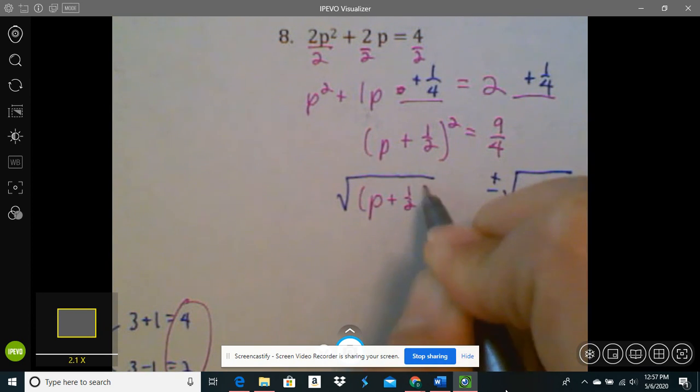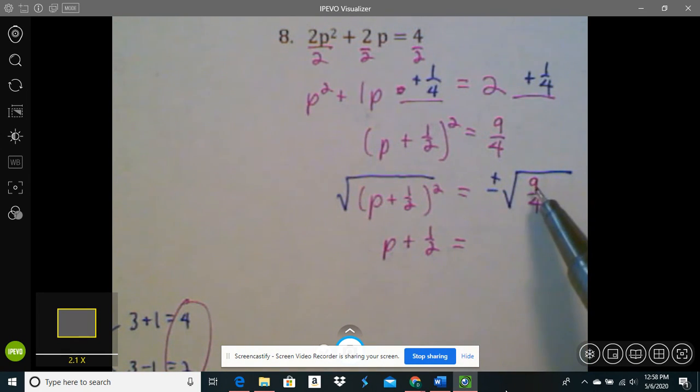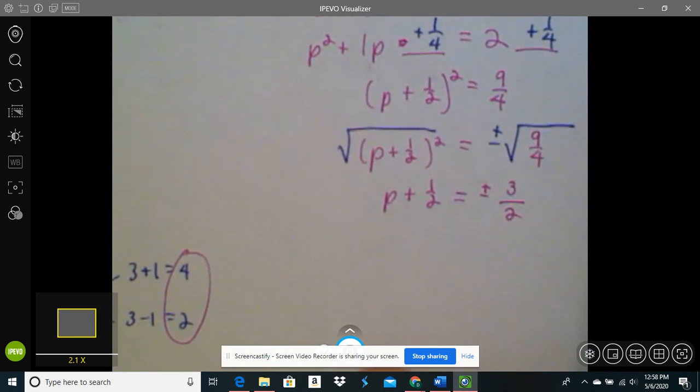(p + 1/2)² equals the positive or negative square root of 9/4. Now, this is easy. This becomes p plus 1/2. To take the square root of a fraction, make a fraction of the square roots. What's the square root of 9? The square root of 9 is 3. That's my numerator. Oh, don't forget the plus or minus. What's the square root of 4? 2. There it is. That's all I had to do. Yes, fractions are not the devil that you think they are. Just run with them.